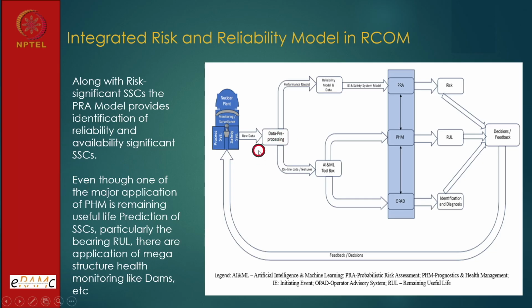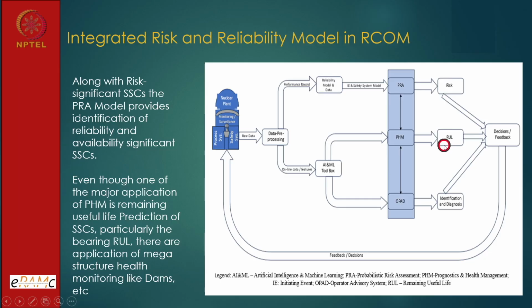Data pre-processing is performed here, and then the AI/ML toolbox is there, and that will give us PHM and the OPAD, operator advisory system. PHM will predict our remaining useful life, and the operator advisory system will do identification of the transient and diagnostics. And these three together give an estimate of risk through PRA, and PRA supports PHM also and the operator advisory system also.